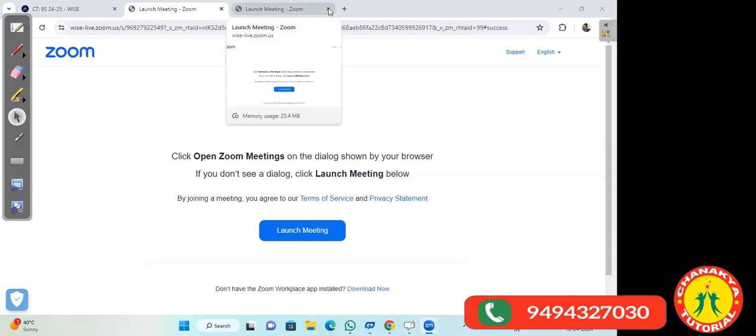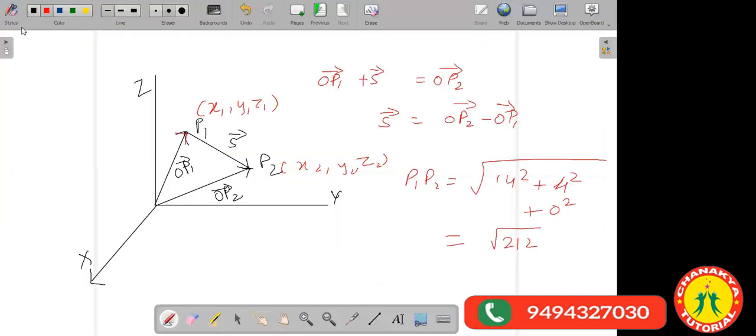SI unit of velocity is meter per second, and SI unit of acceleration is meter per second square. Okay. So we will be discussing now uniformly accelerated motion, and then we will also discuss the kinematic equations representing the uniformly accelerated motion.